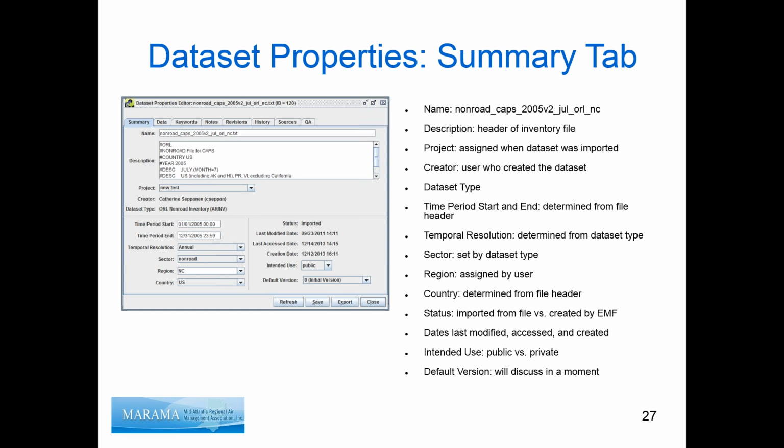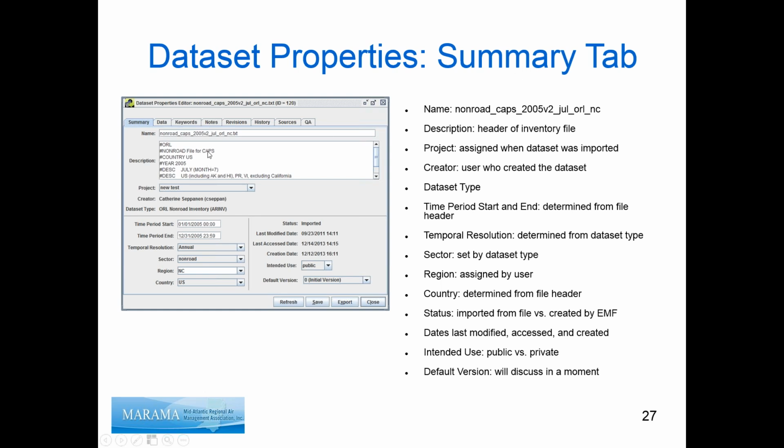So every data set has a name, and the name is guaranteed by the EMF to be unique. So when data sets are imported, they get a name, but the name can also be edited at any time. In most cases, the name is based on the file name, because a lot of times you already have a naming system that you've been using for files, and so it makes sense to keep that same naming system for your data sets. But the EMF will guarantee that every single one of those is unique.